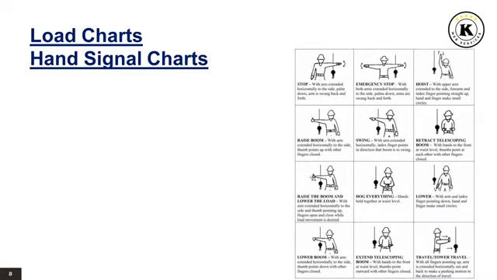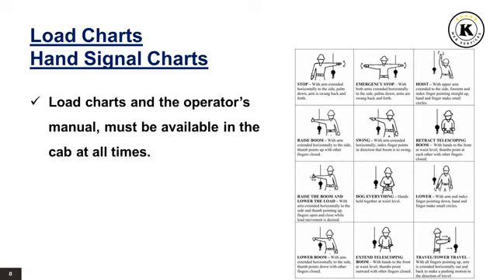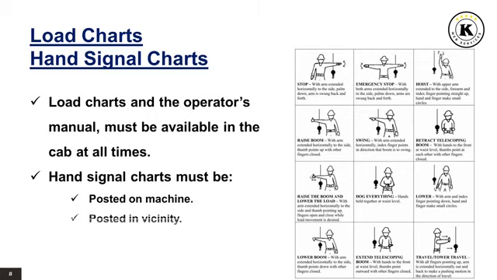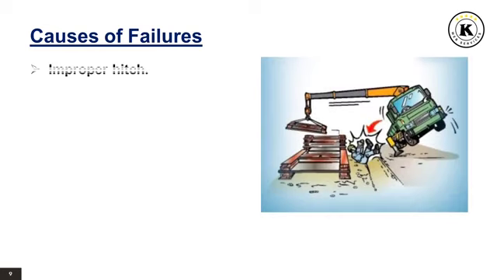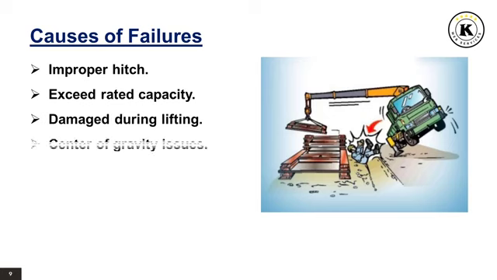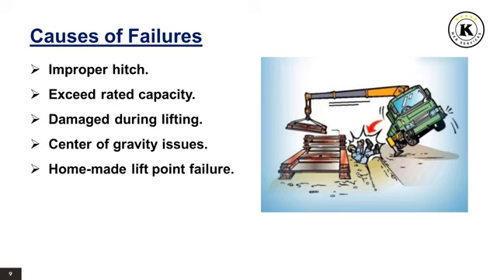Load charts and hand signal charts. The load charts and the operator's manual must be available in the cab at all times. The hand signal charts must be posted on machine and in vicinity. The main causes of crane operation failures include improper hitch, exceeding rated capacity, damage during lifting, center of gravity issues, homemade lift point failure, and damaged or fatigued equipment.